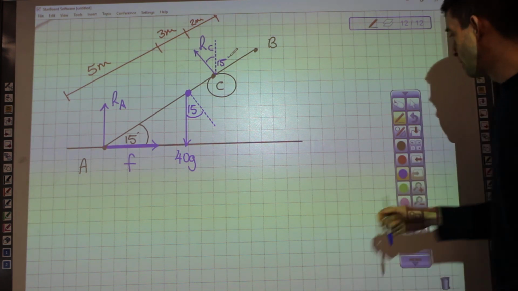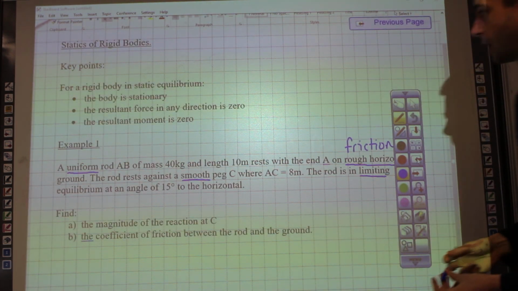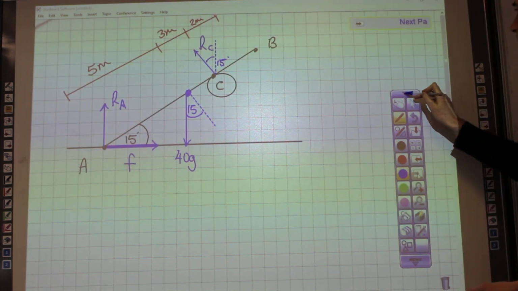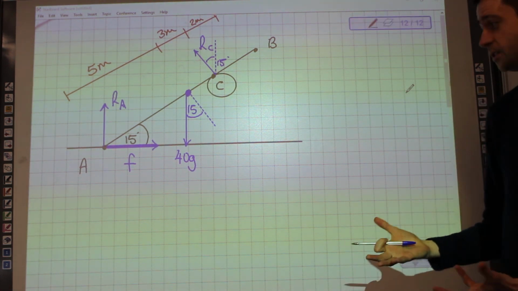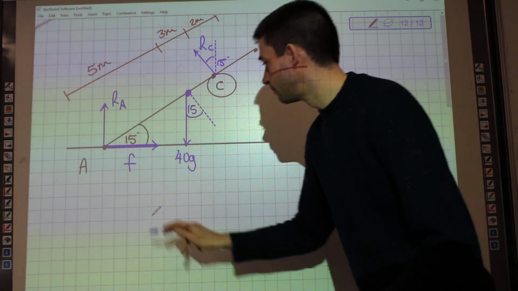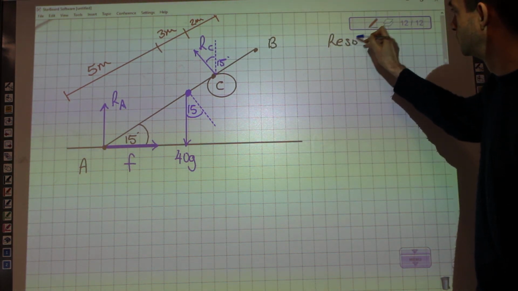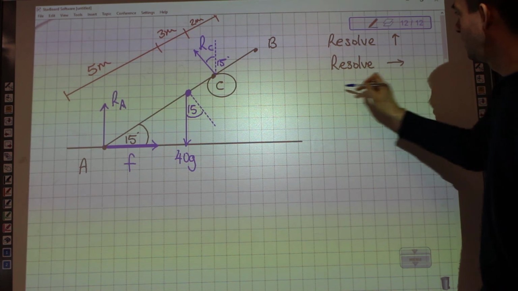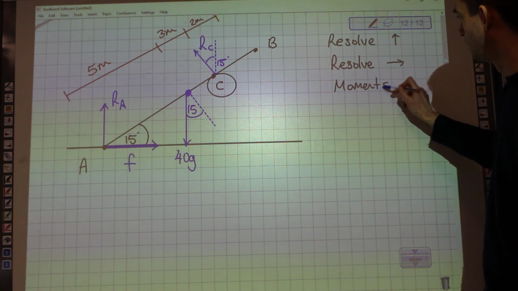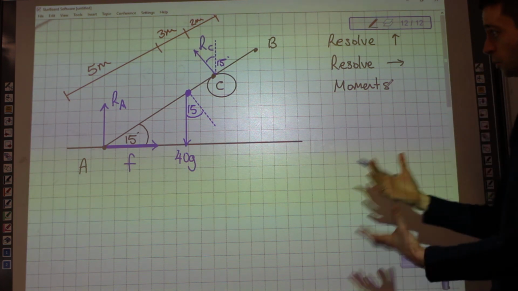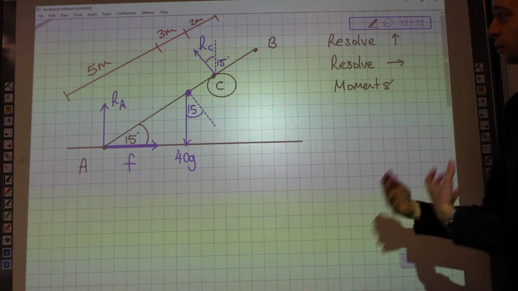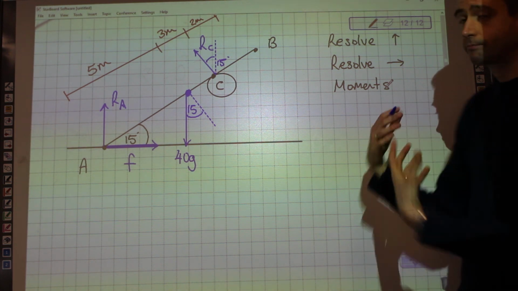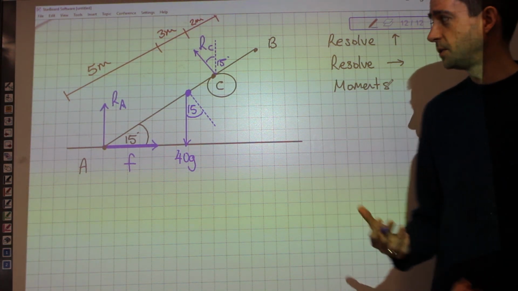So I've drawn my diagram, I've labelled my forces, now let's look at what we're being asked to do. We're being asked to find the magnitude of the reaction at C. Now, with any of these questions, you're going to be doing three things. You're going to be resolving vertically, you're going to be resolving horizontally, and you're going to be doing moments. Those are the three things that you're always going to have to do as part of these questions. So if you're ever not sure what you're supposed to be doing, do all three, and you should find that by doing them, one of them gives you enough information to work out some of your unknowns.